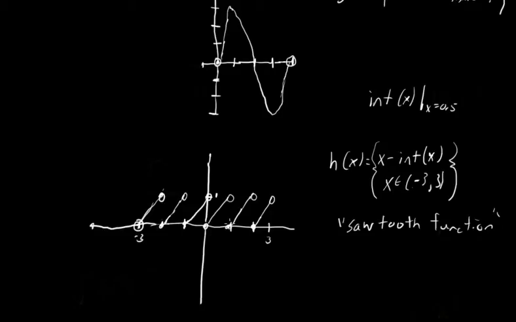So, for example, at x equals 1, there's really no way to redefine h of x so that you can get from points just to the left of 1 through 1 to points just to the right of 1 without having to lift your pencil off the paper.